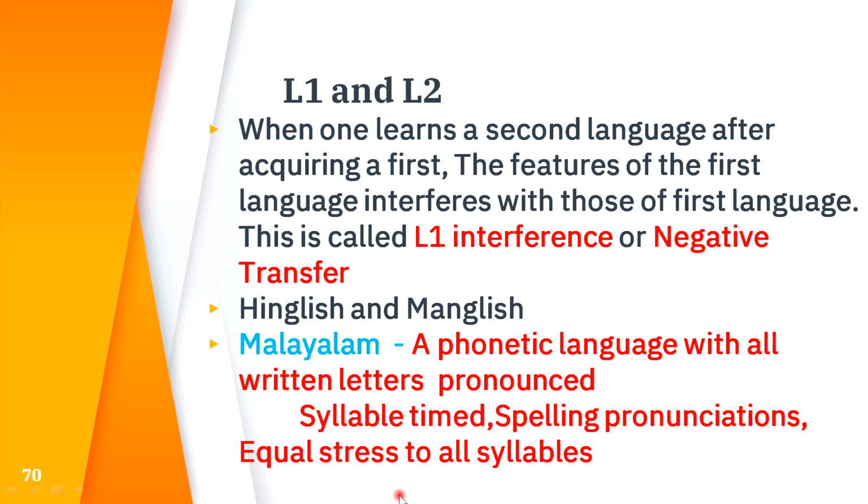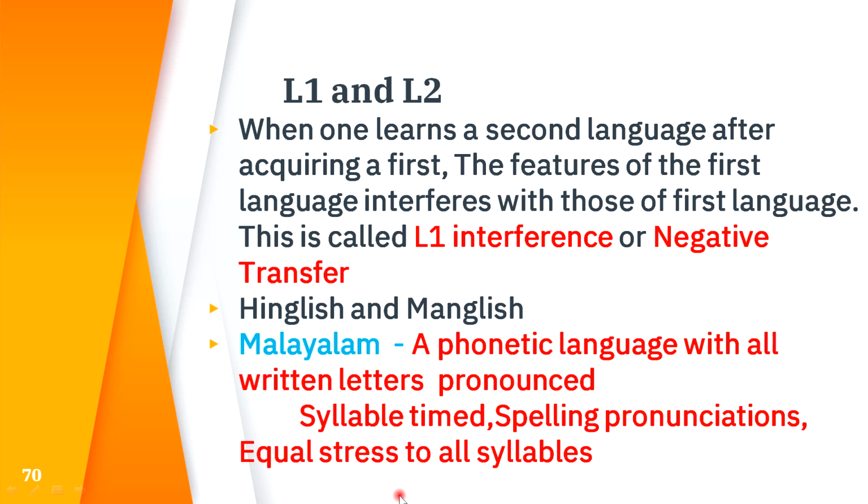When one learns a second language after acquiring a first language, features of the first language interfere with those of the second language. This is called L1 interference or negative transfer. As the major languages of India have distinct features, the kind of English spoken by speakers of these languages due to L1 interference acquires special features, as is evident from such terms as Hindi English or Hinglish and Malayalam English or Manglish.